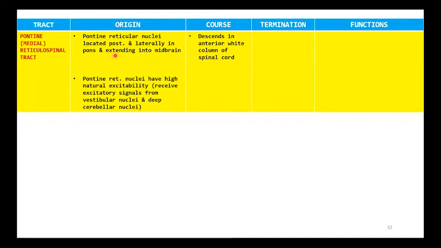One thing to remember about pontine reticular nuclei is that they have a very high natural excitability. And why do they remain excited? Because they have inputs from the vestibular nuclei and inputs from the deep cerebellar nuclei. So they always receive excitatory signals from the vestibular nuclei and excitatory signals from the cerebellar nuclei.